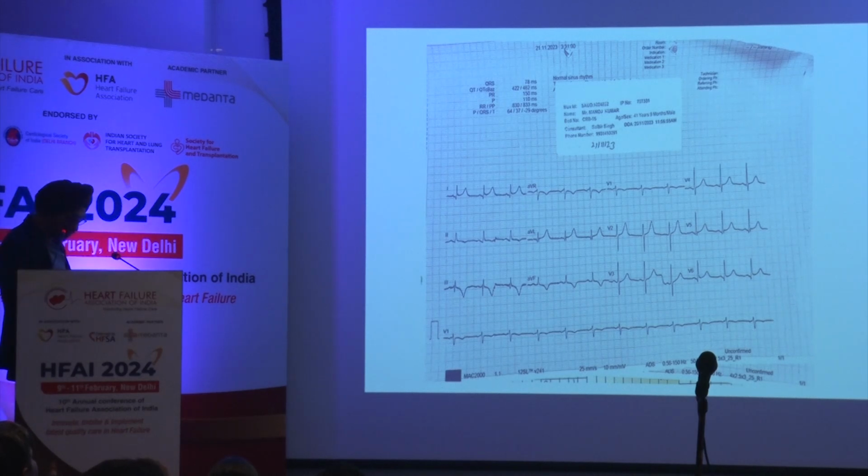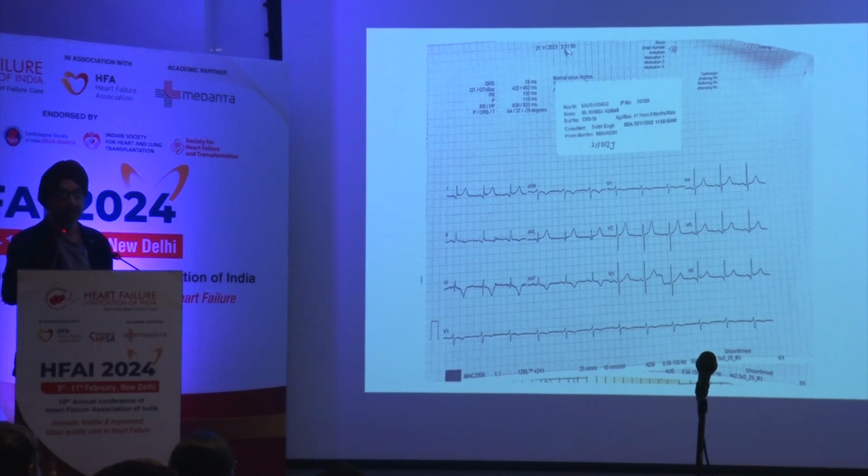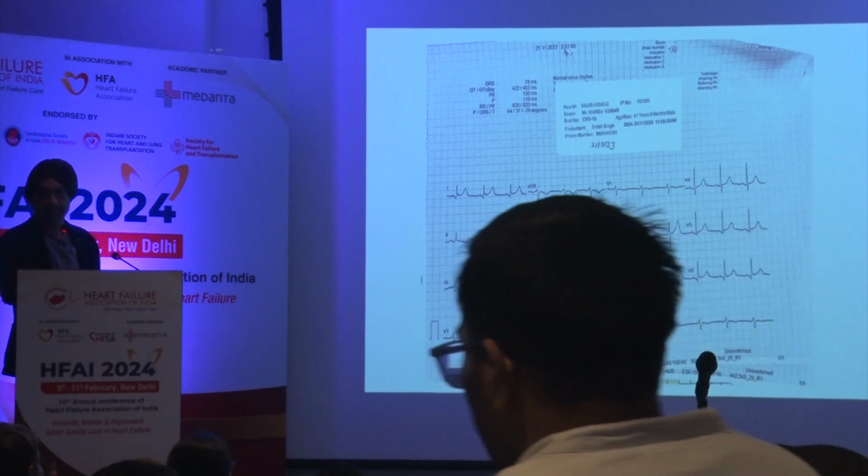And he gets these changes. You know, he's also complaining of some heaviness in the chest. And he gets these changes. You see these changes in the inferior leads? So how many of you think that you have to take this patient back to the lab and rule out coronary ischemia? And why did this T-wave inversion happen?